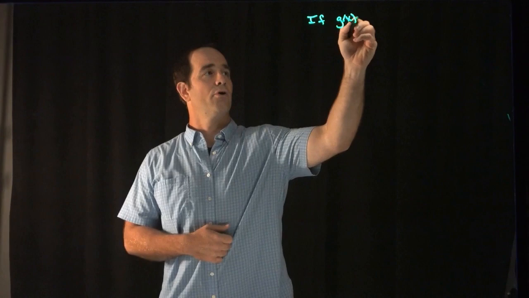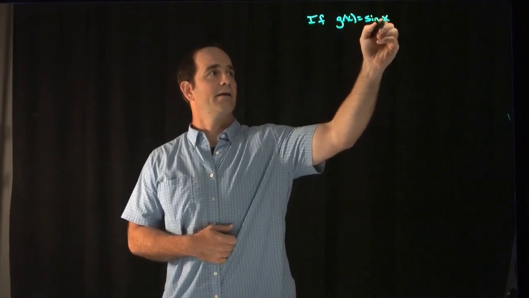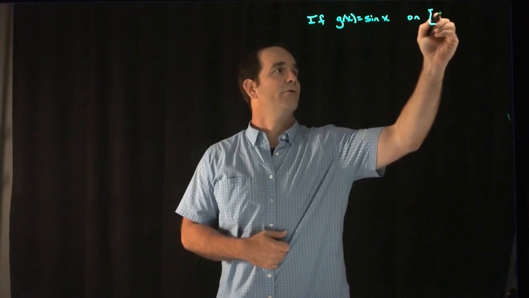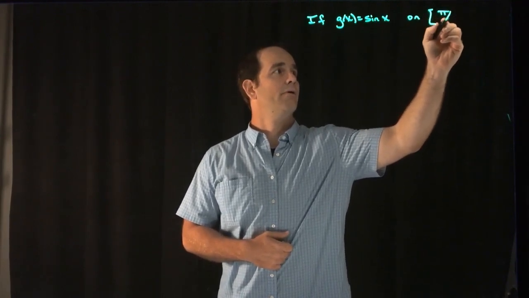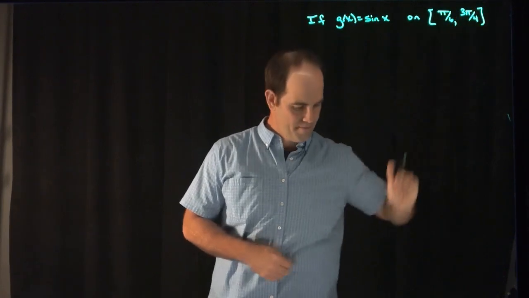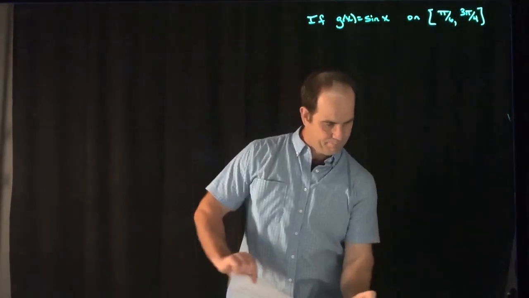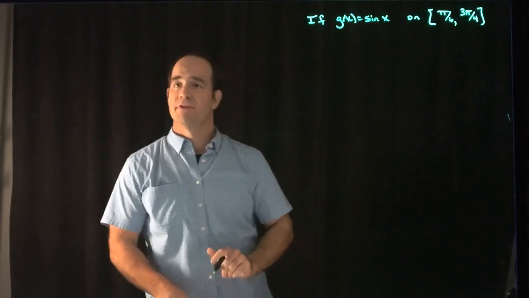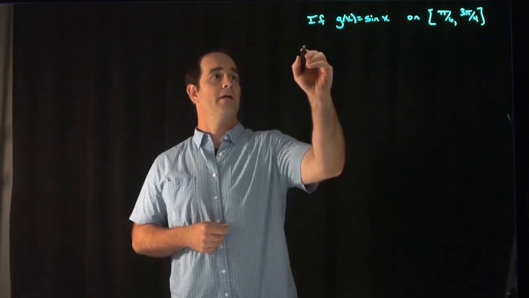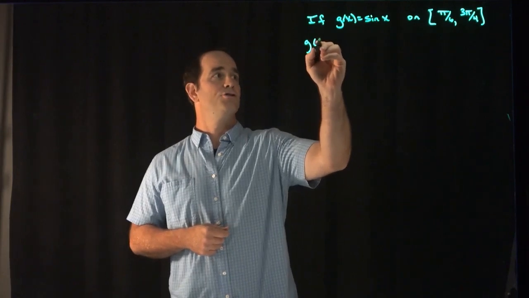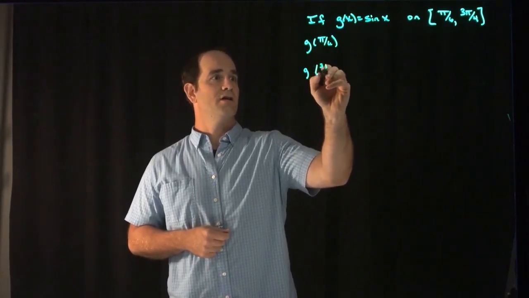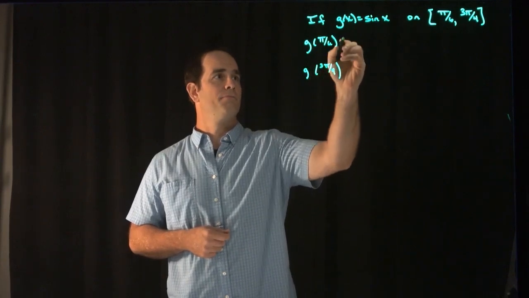This time we're going to call g of x sine x, and on the interval I just indicated to you. Let's figure out what the coordinates are. If we're going to do a difference quotient, we need to know what g of pi over 6 happens to be, as well as g of 3 pi over 4.